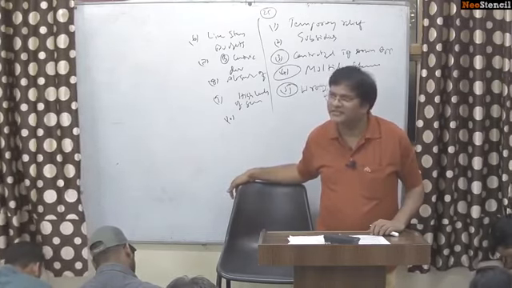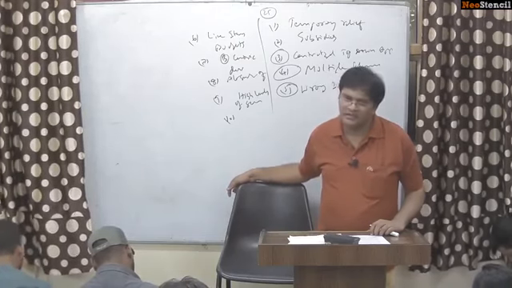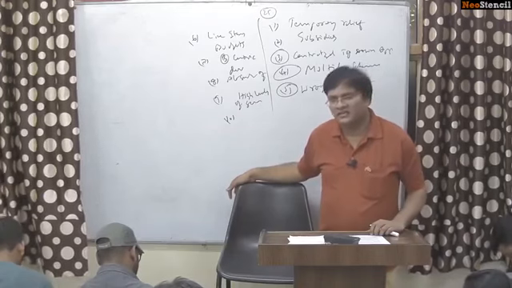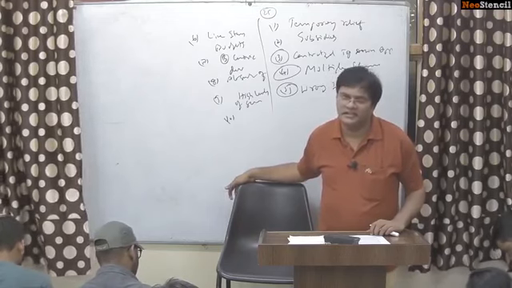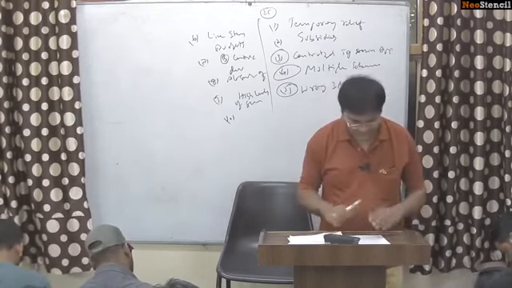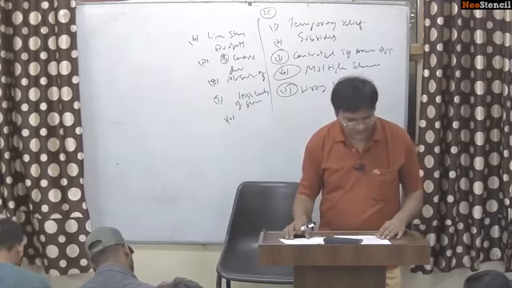Then use of technology, Jan Dhan, Aadhaar and mobile, to ensure transparency and accountability. So like this you can write as much as you want.